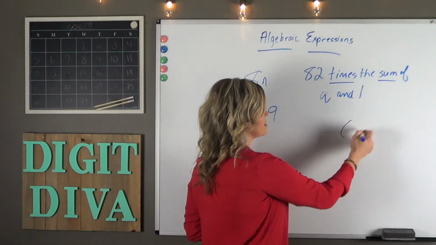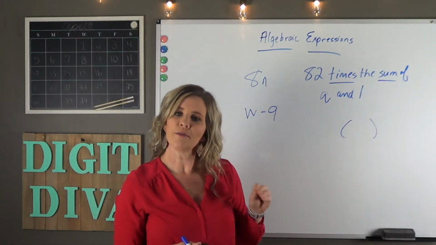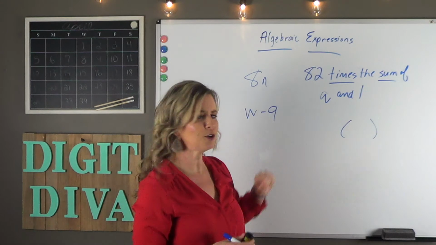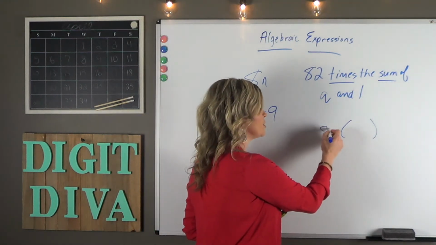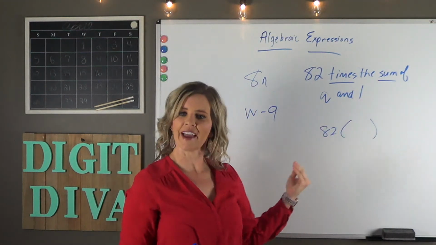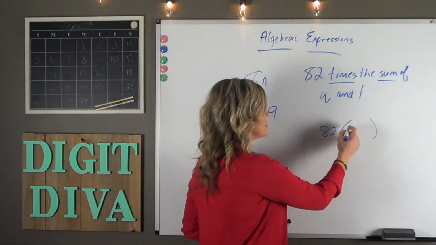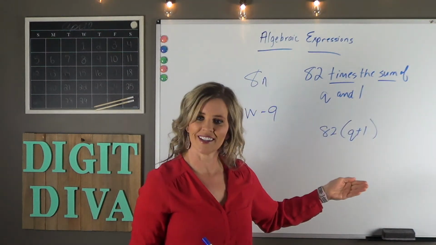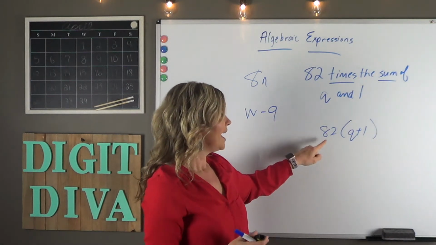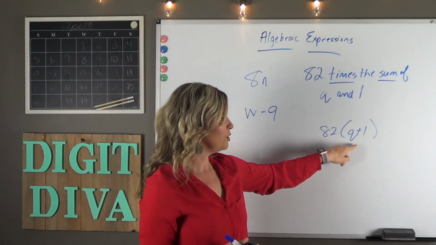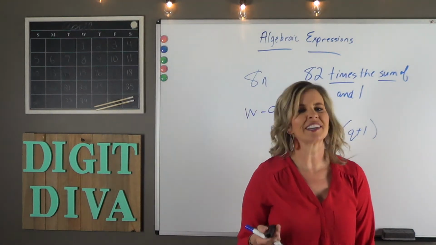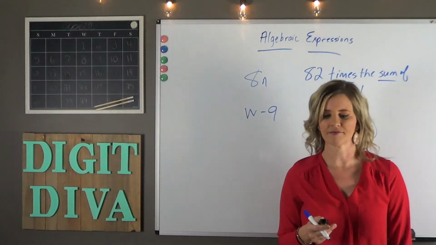So I'm going to go ahead and make myself a set of parentheses. Something needs to go in those parentheses. 82 times the sum of q and 1. So I'm going to be multiplying by 82, so I'm going to put it on the outside of the parentheses. And then the sum of q and 1, I would simply put on the inside. So let's check our answer. 82 times the sum of q and 1. And it looks perfect. Let's go on and look at another one on our slide.